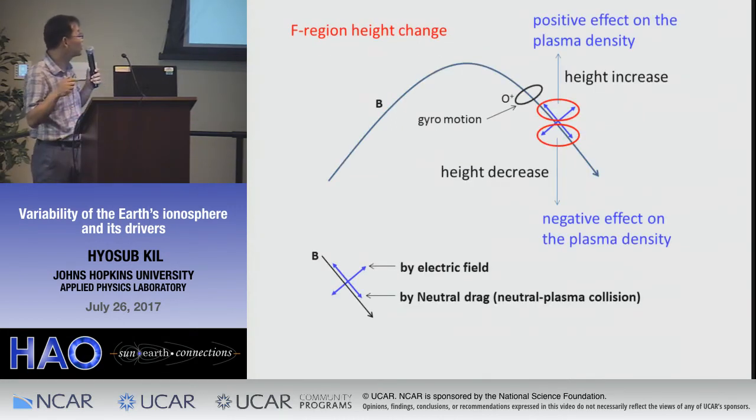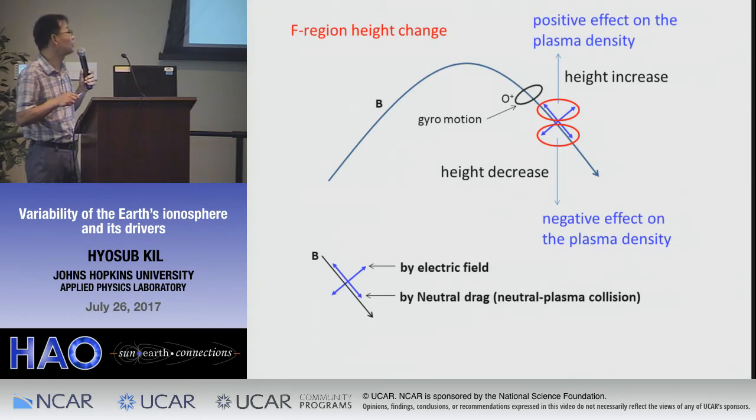Then how can you change the ionosphere height? One way is this: this is the magnetic field line. Plasma is tied to the magnetic field line. If neutral particles collide with ions, they can move plasma along the field lines.